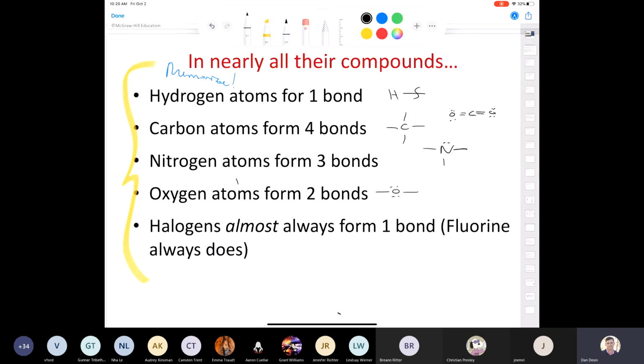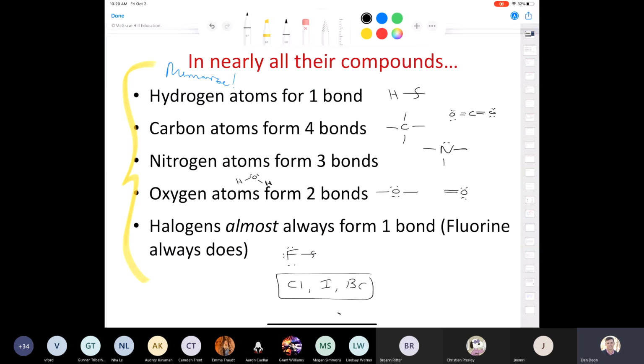Don't believe me? What about water? Right, the oxygen had 2 bonds and 2 lone pairs. Or you can have a double bond to oxygen like this with 2 lone pairs like that. Either way, halogen atoms almost always form 1 bond. Fluorine always does. So fluorine will only ever have 1 bond and 3 lone pairs like that. Chlorine, iodine, bromine, similarly.